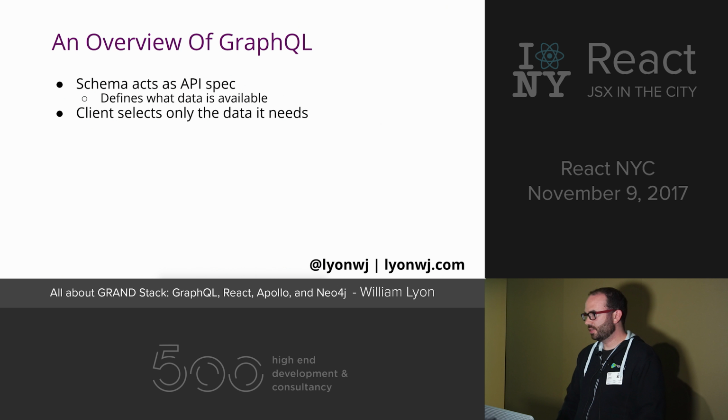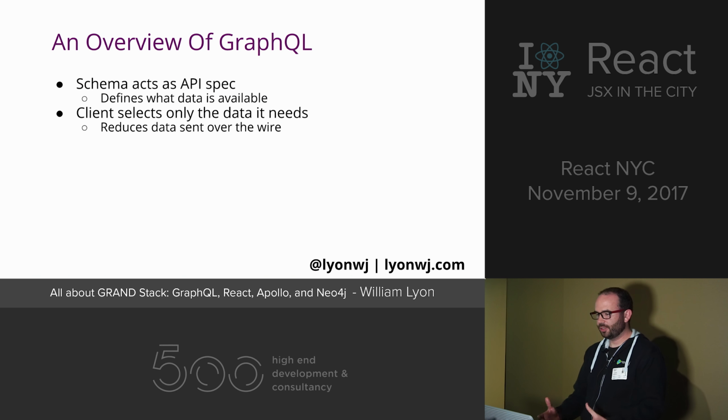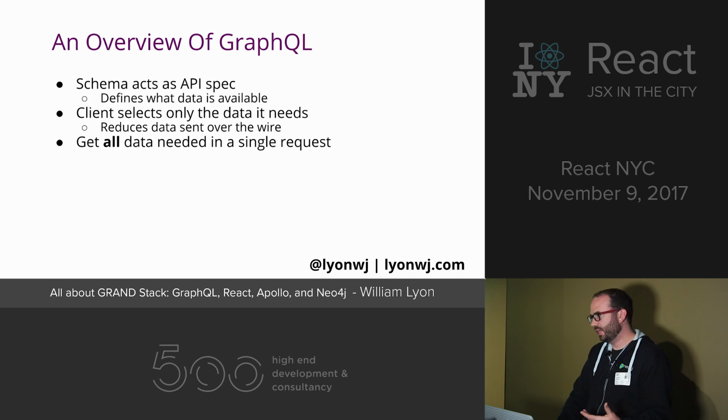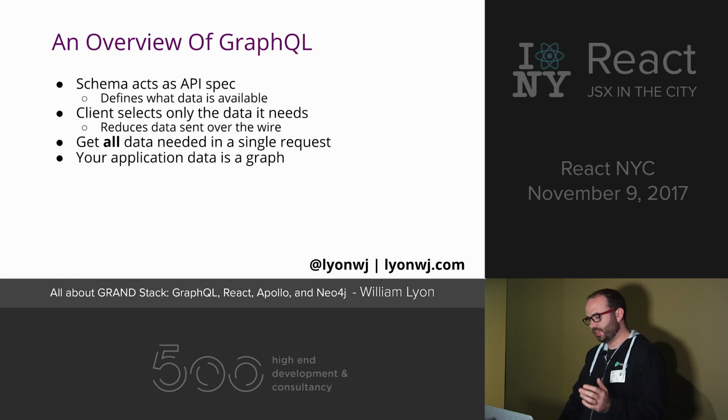So the schema is a really important part of GraphQL. This defines what data is available. It acts as the specification for our API. And the client then sends a GraphQL query that specifies basically what piece of this schema it's interested in. That reduces the amount of data that's sent over the wire, and it means that the client can get all the data needed in a single request.